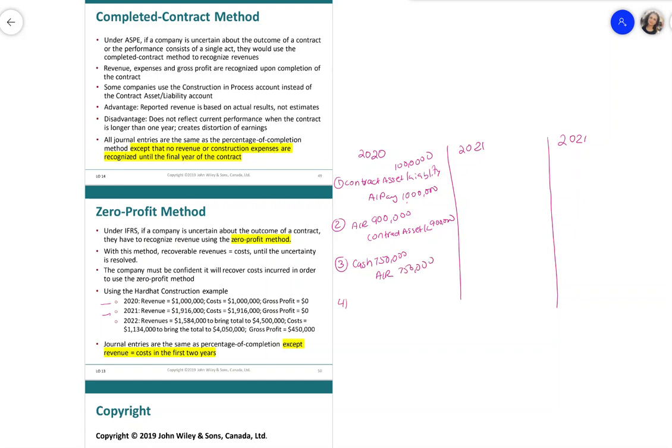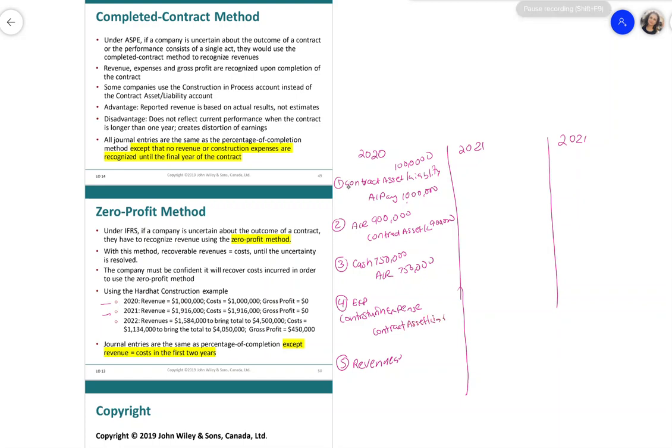Our fourth entry was for the expenses, and the fifth entry was to record the revenue. Now, if the company is using the zero profit method, they're allowed to record the expense. So what they're going to do is debit construction expense, and credit your construction contract asset/liability.